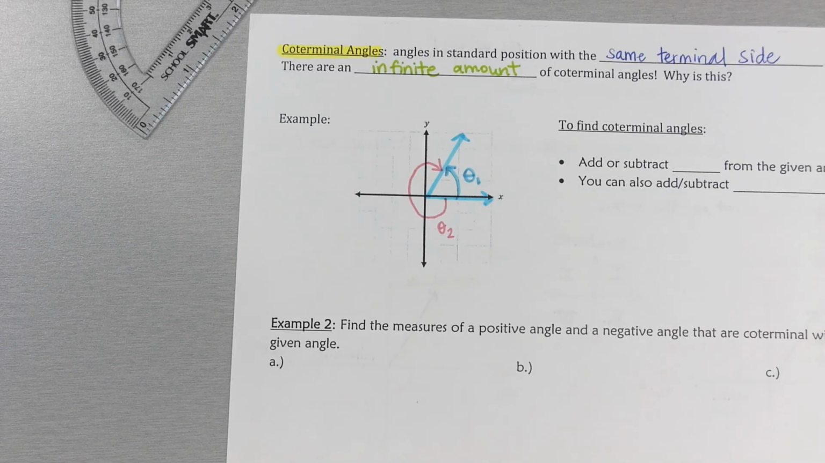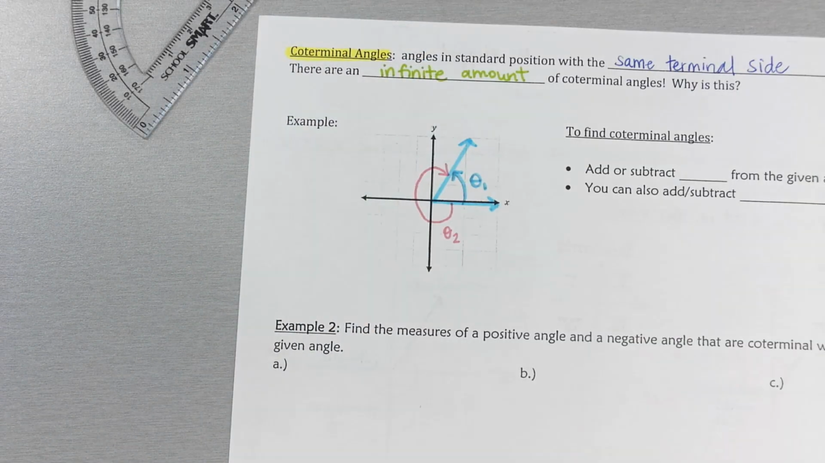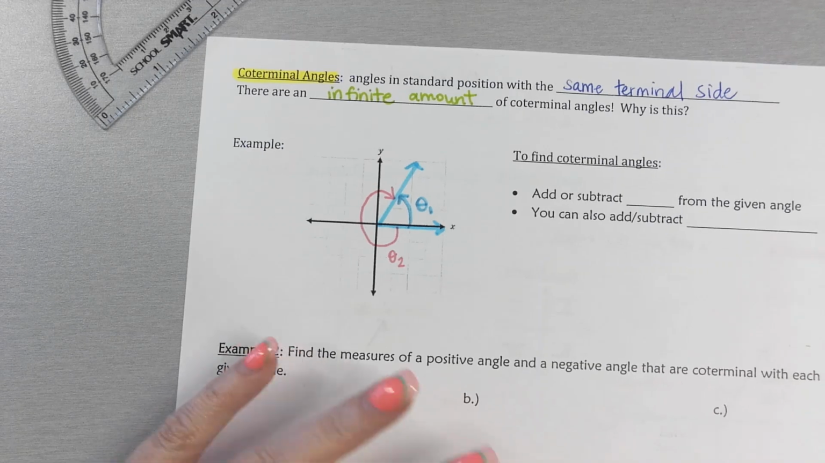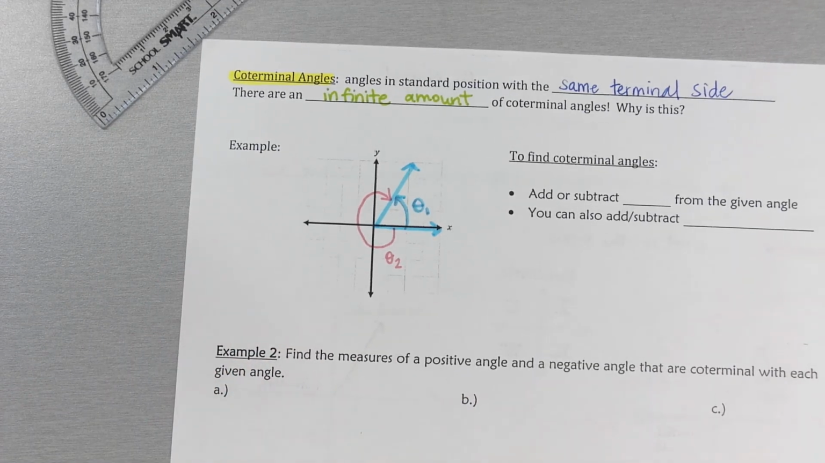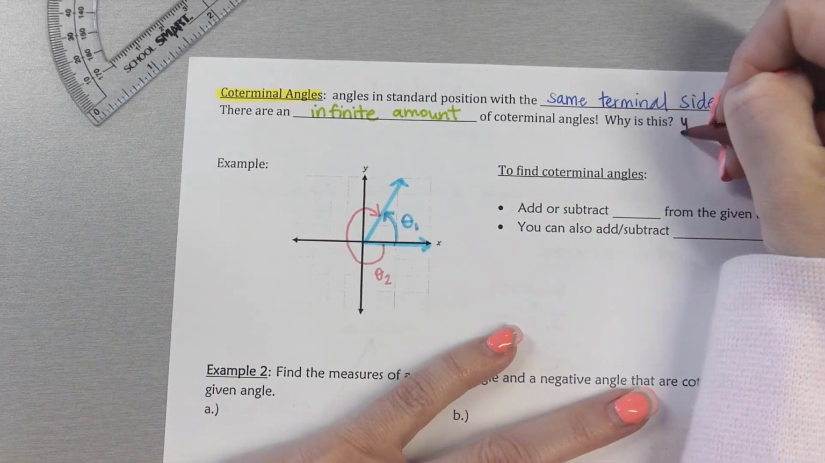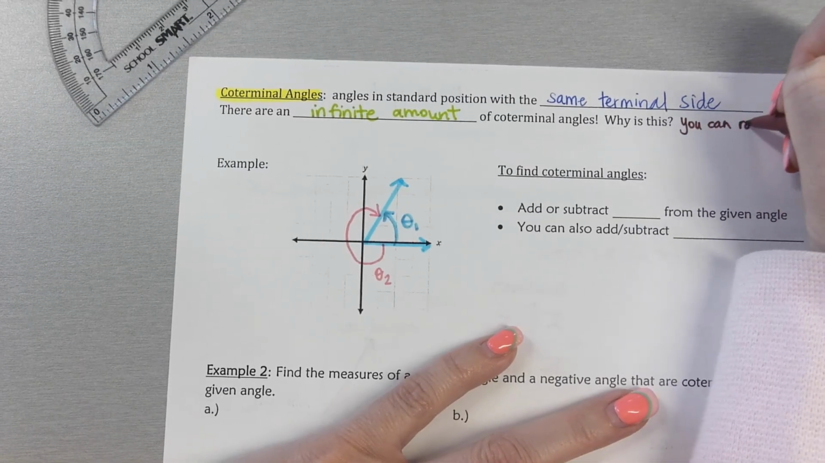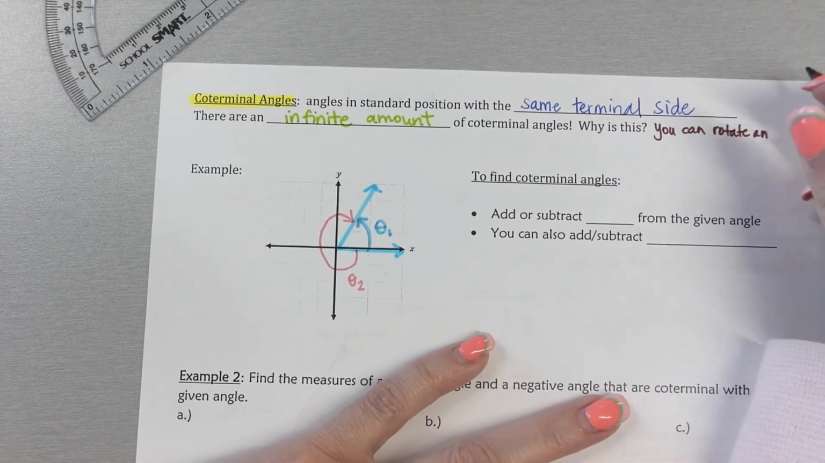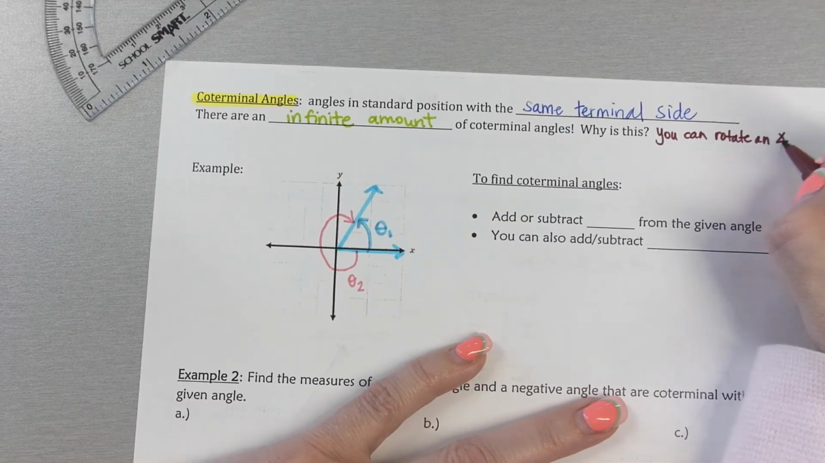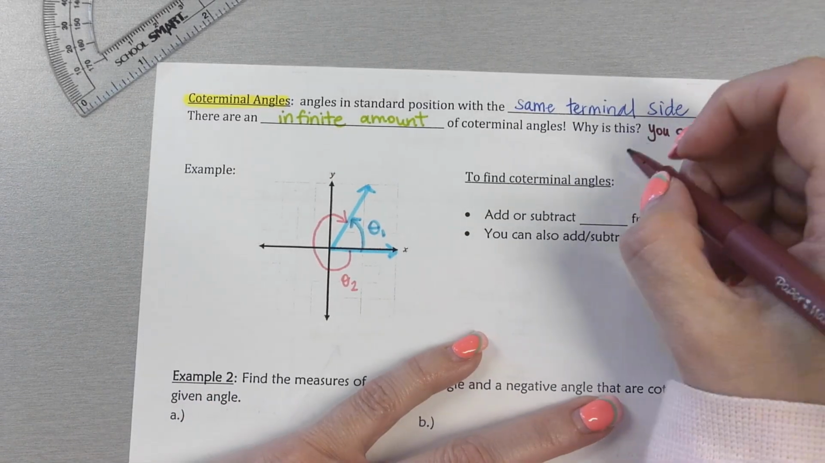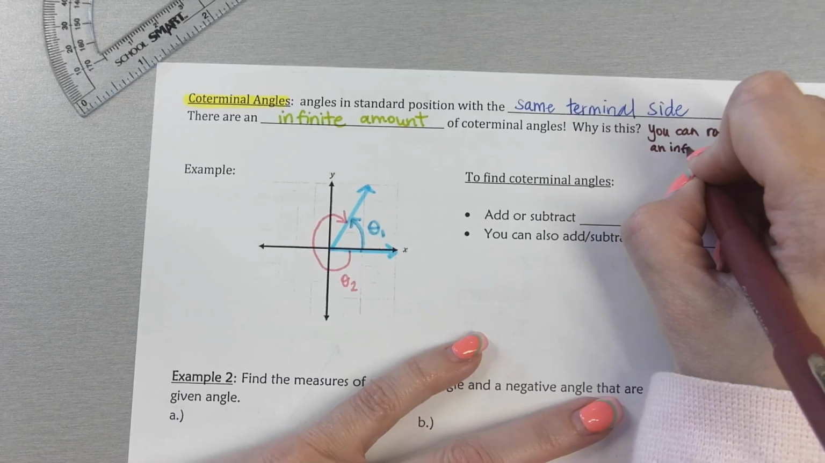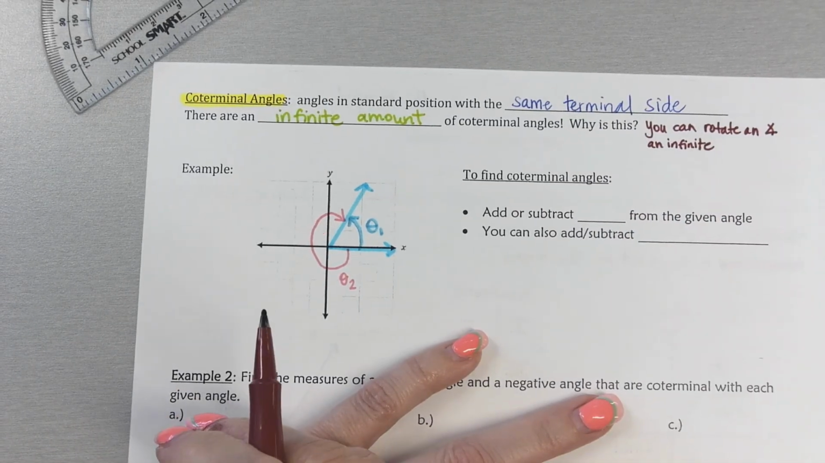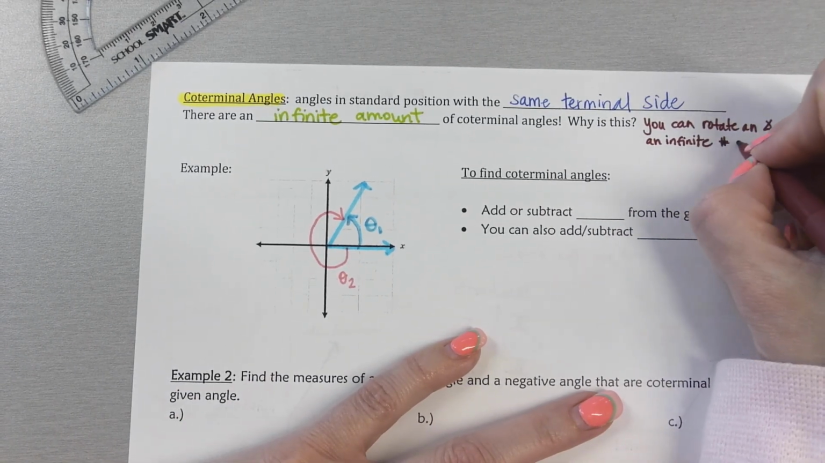Okay, can you guys think about how we could draw another one? Yeah, you can keep rotating, right? So that's why we have an infinite amount, because you can rotate an infinite number of times. Okay, so you can rotate an angle. And this is my symbol for angle. You can rotate an angle an infinite number of times.